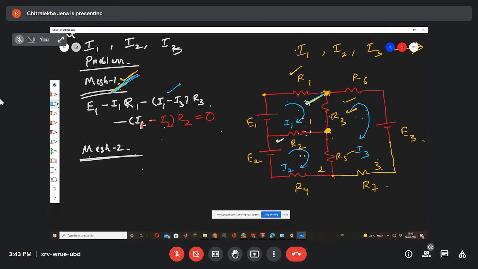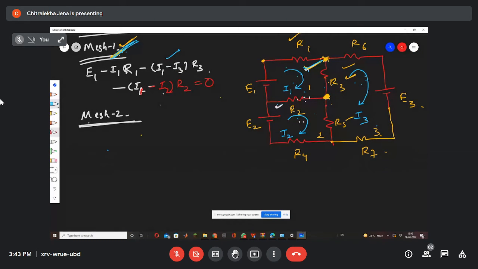Similarly, when you are writing for R2, the current will be I1 minus I2, because I am writing the equation for I1. Now, whatever I have explained, tell me the equation for mesh 2. E2, minus I2 minus I1 into R2. Very good. Then R5: minus I2 minus I3 into R5. Mesh 2 means always I2 minus the other mesh. Then minus I2 R4 equal to 0.